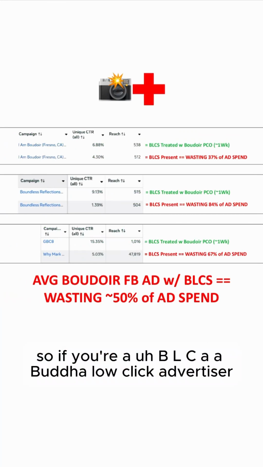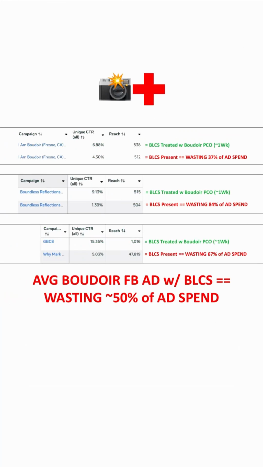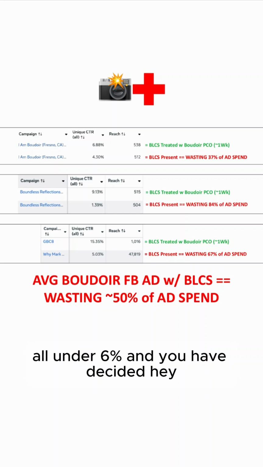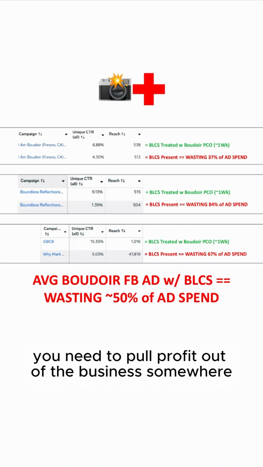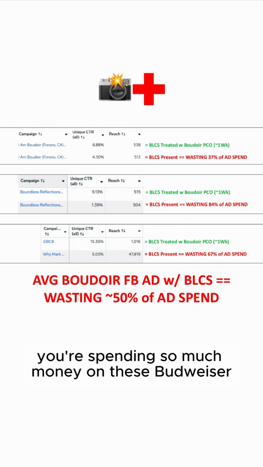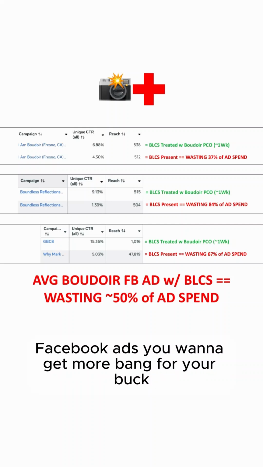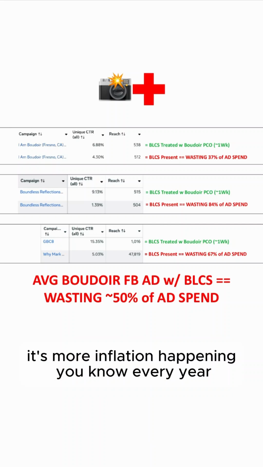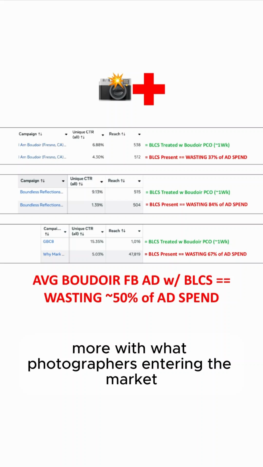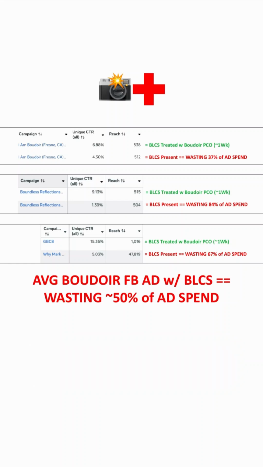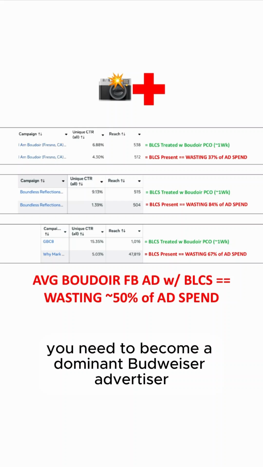So if you're a BLCA, a Boudoir low click advertiser, your Boudoir Facebook ads have unique CTRL under 6%, and you decide you need to pull profit out of the business somewhere. You've got to be more efficient, optimize more. You're spending so much money on these Boudoir Facebook ads. You want to get more bang for your buck. There's more inflation happening every year in real life, more Boudoir photographers entering the market, and you're looking for ways to stay competitive. And you decide you've got to get this fixed. You need to become a dominant Boudoir advertiser.